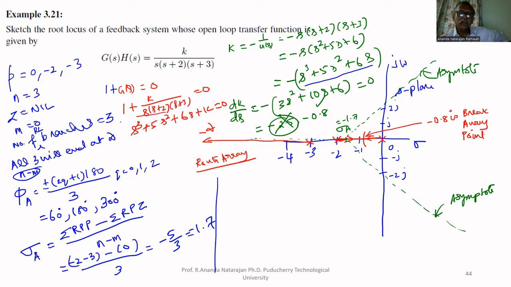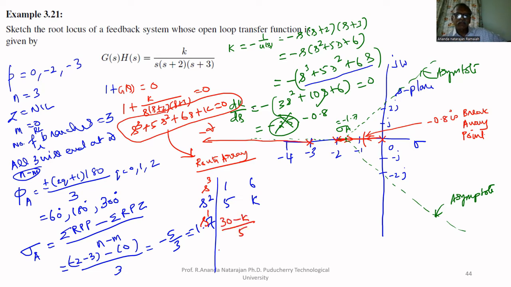This is the characteristic polynomial. For that, we have to use the Routh array. Therefore, s cube, s square, we have to write 1, 5, 6, k. S power 1: that is (30 minus k) divided by 5. S power 0 is k.